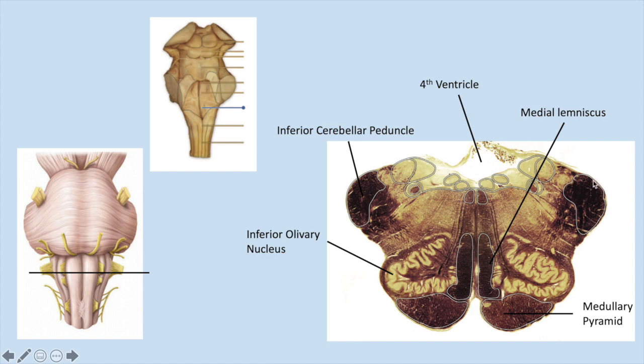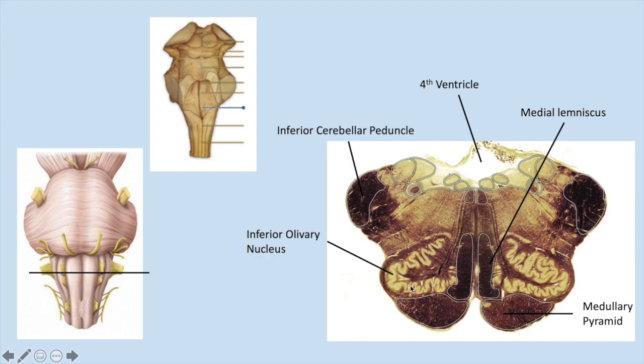So here we've got the cross section that we're looking at. Here's the back of the cross section with the fourth ventricle, and here is the front of the cross section with the pyramids. Remember that we said that the tracks will stain dark, so this is why we can see the pyramids have stained dark, because of all the corticospinal tracts and the corticobulbar tracts.